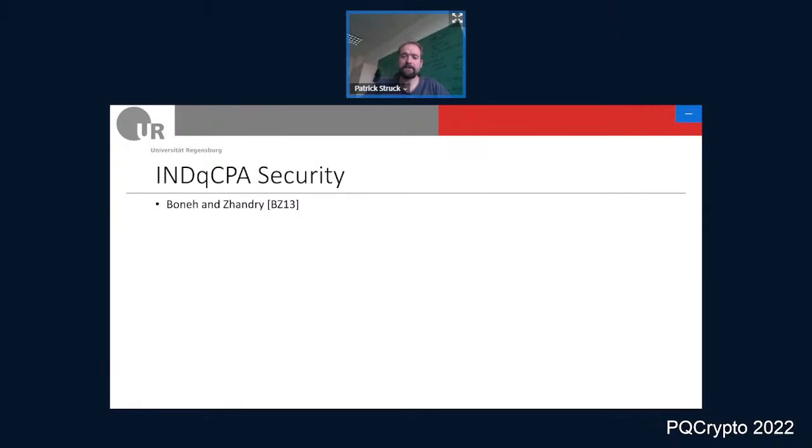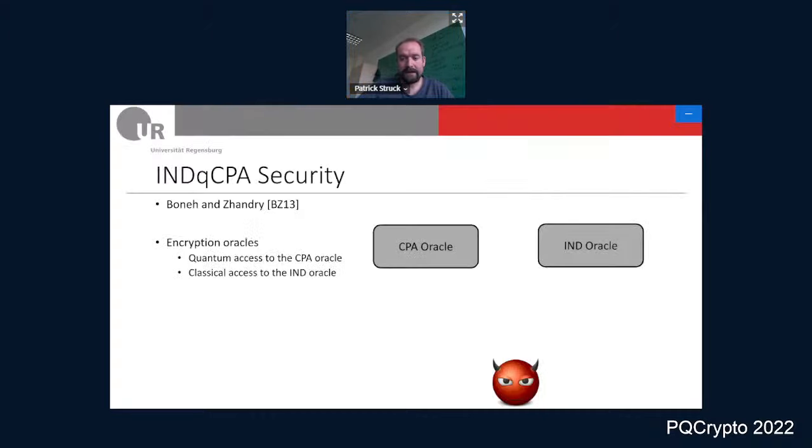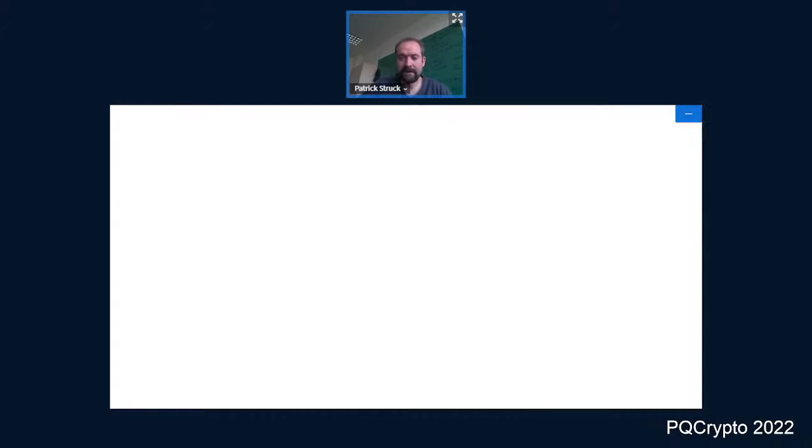Let's start with the first security notion. This is the INDqCPA security notion by Boneh and Zhandry. And in this notion, the adversary gets access to two oracles. There's a CPA oracle for learning queries and a challenge oracle to actually show that the adversary can break the scheme. And what Boneh and Zhandry in this model do, they grant the adversary quantum access to this CPA learning oracle while restricting the challenge oracle to be only invoked classically.